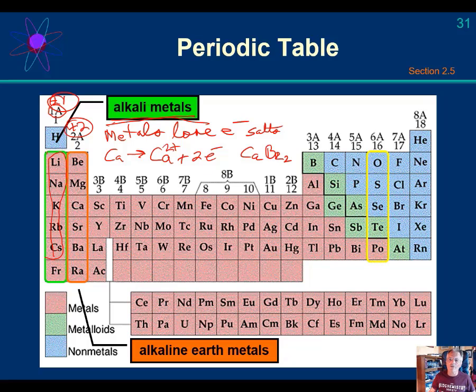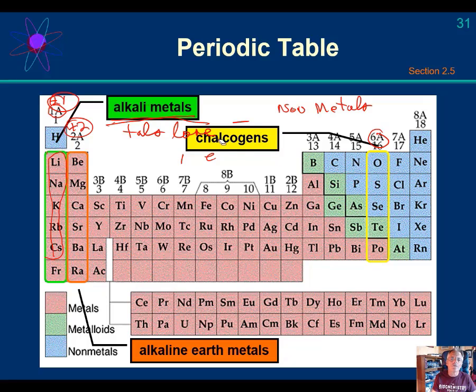Let's go over here to the other side of the periodic table. Now, up here, we're talking about nonmetals. And nonmetals, unlike the metals, they like to accept electrons. All right? Now, this particular group, group 6, or 6A, depending on the version of the periodic table. You can also designate it as group 16. We call these the chalcogens, and you need to know the names of these groups.